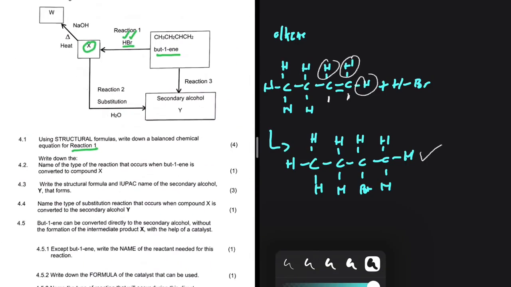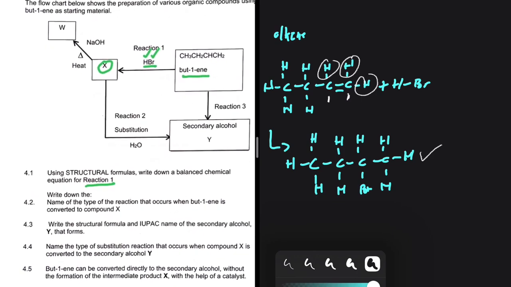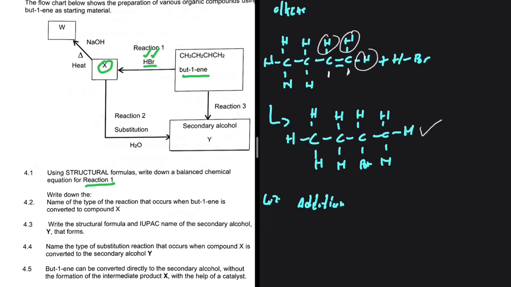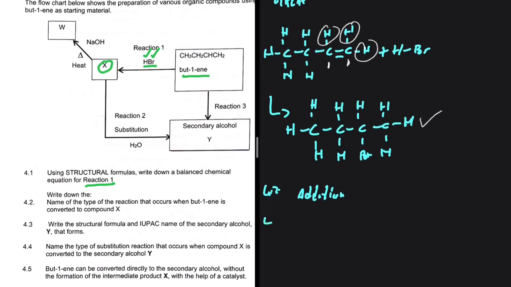4.1, 4 marks. Let's go ahead and do 4.2. Write down the name of the type of reaction that occurs when but-1-ene is converted to compound X. We already know that if a reaction starts with an alkene, we have an addition reaction. Quite an easy question to answer.